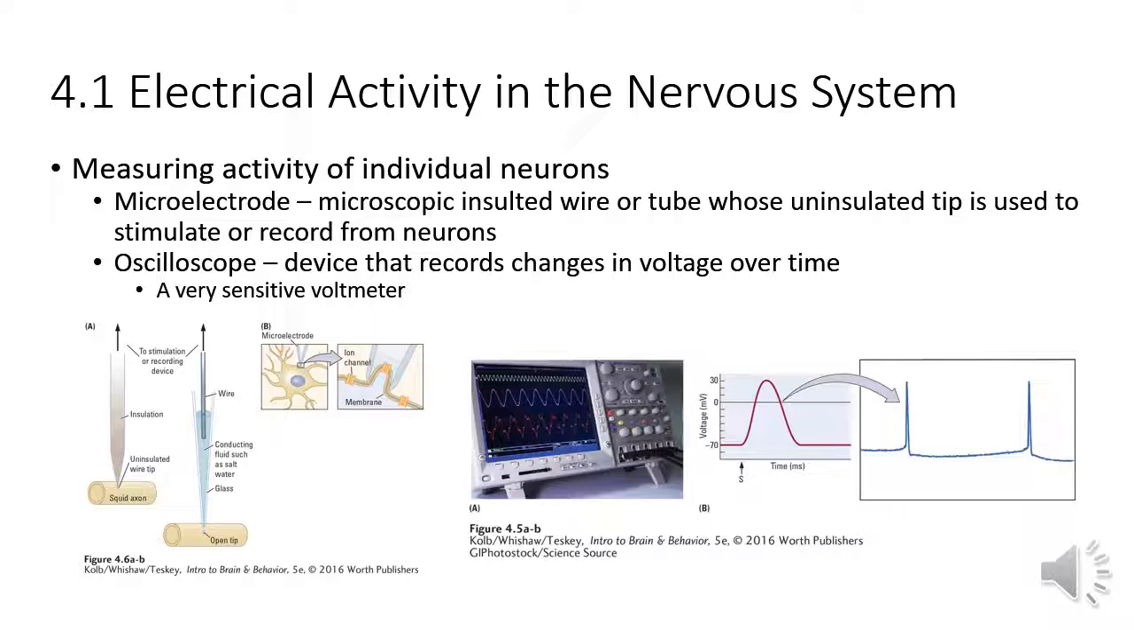Some ways that we can measure activity of individual neurons include inserting a microelectrode, which is a very, very small microscopic insulated wire or a tube filled with salty water whose uninsulated tip is used to stimulate and record from those neurons. An oscilloscope is a device that records changes in voltage over time. It's like a very sensitive version of a voltmeter, and EEG is like a bunch of oscilloscopes that record the activity at a bunch of different sensors.